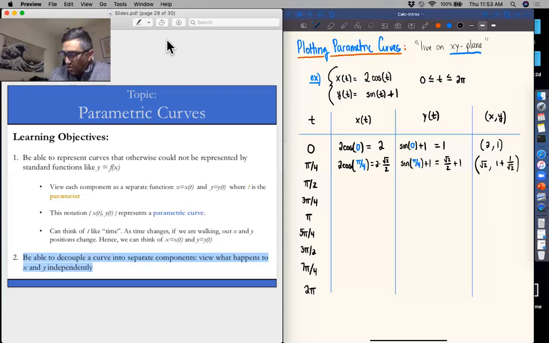All right, let's plug in some more points. Pi over 2. We'll get 2 times the cosine of pi over 2.